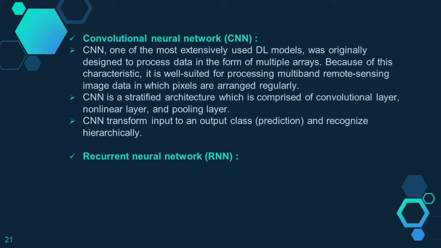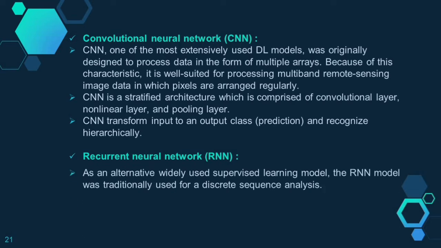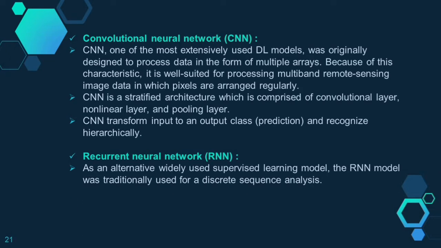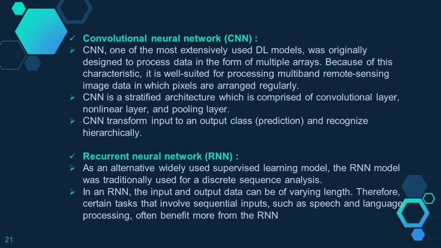Recurrent neural network. As an alternative, widely used supervised learning model, the RNN model was traditionally used for discrete sequence analysis. In an RNN, the input and output data can be of varying length. Therefore, certain tasks that involve sequential inputs, such as speech and language processing, often benefit more from RNN.